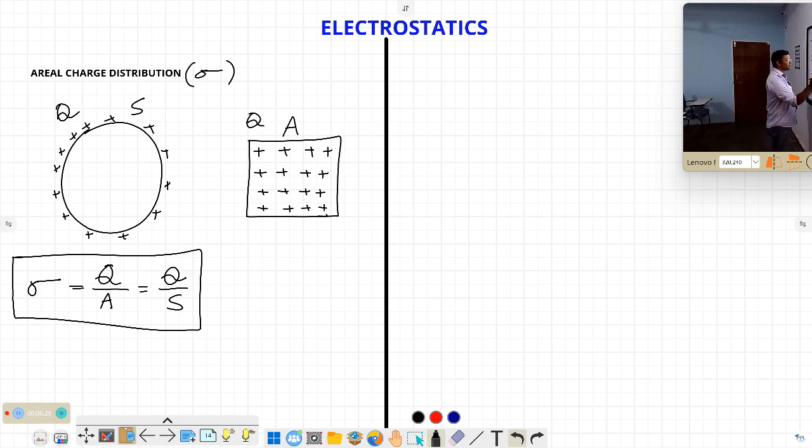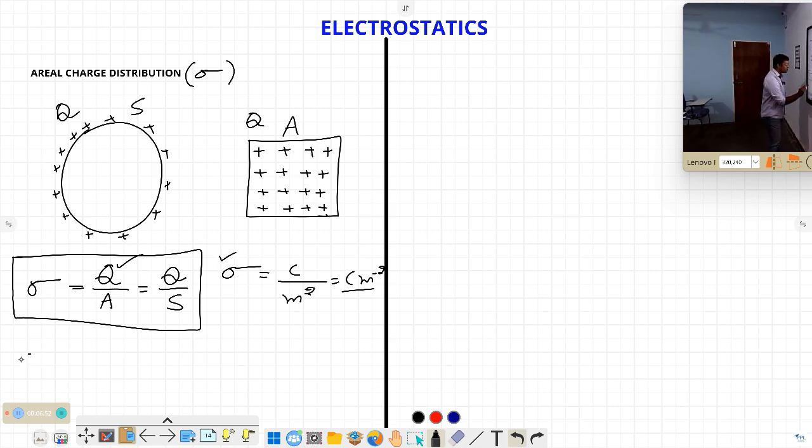So according to this, the sigma units we can write as charge, which we measure in coulombs, and area, which we measure in meter square. So if you write the units of this, coulomb meter minus 2 is the unit we can write. So this type of distribution is called what? That is called areal charge distribution.